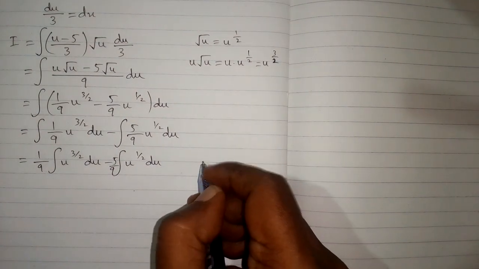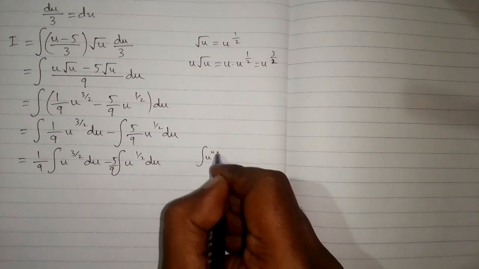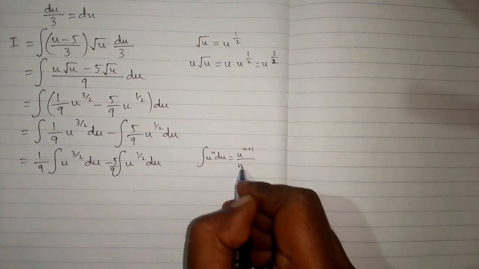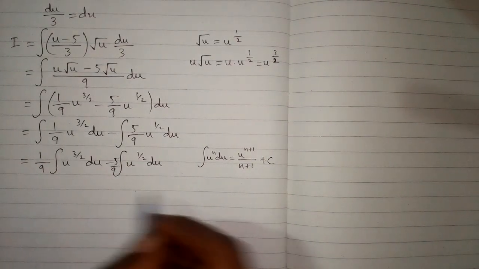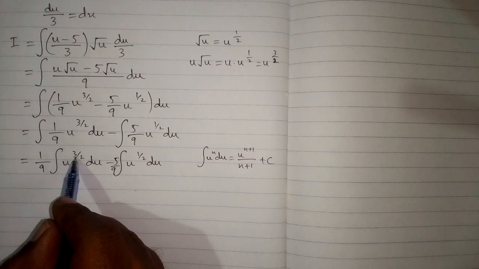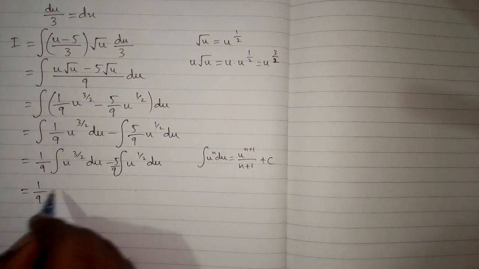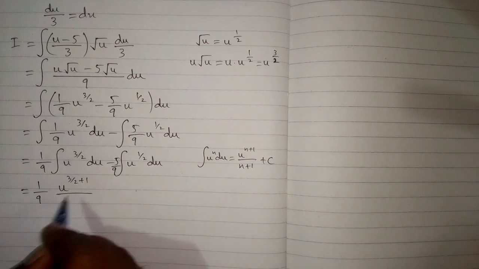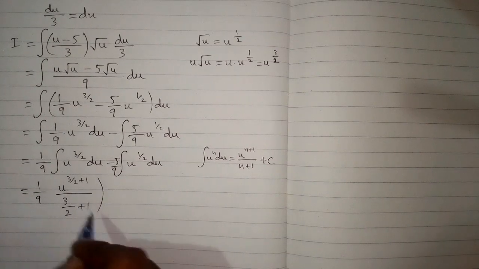Now we will apply the power rule of integration, which is integral of u raised to the power n du is equal to u raised to the power n plus 1 upon n plus 1 plus c. Here c is the constant of integration. So we can see that we have 3 upon 2 in place of this n. So when we apply this formula, we will write u raised to the power 3 upon 2 plus 1, and in the denominator we will write 3 upon 2 plus 1.